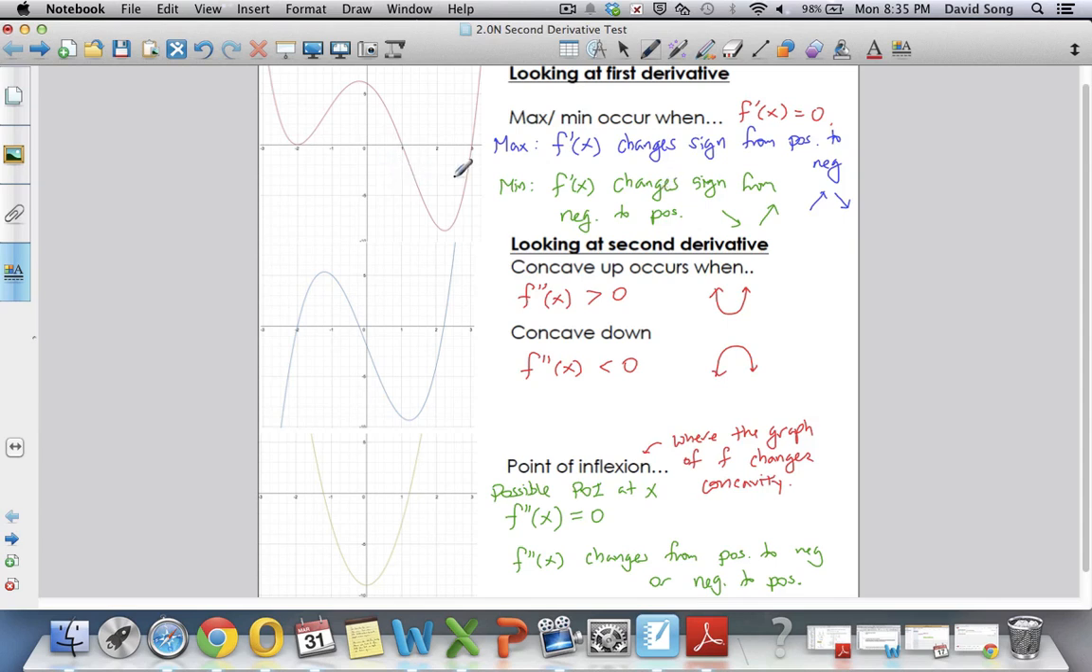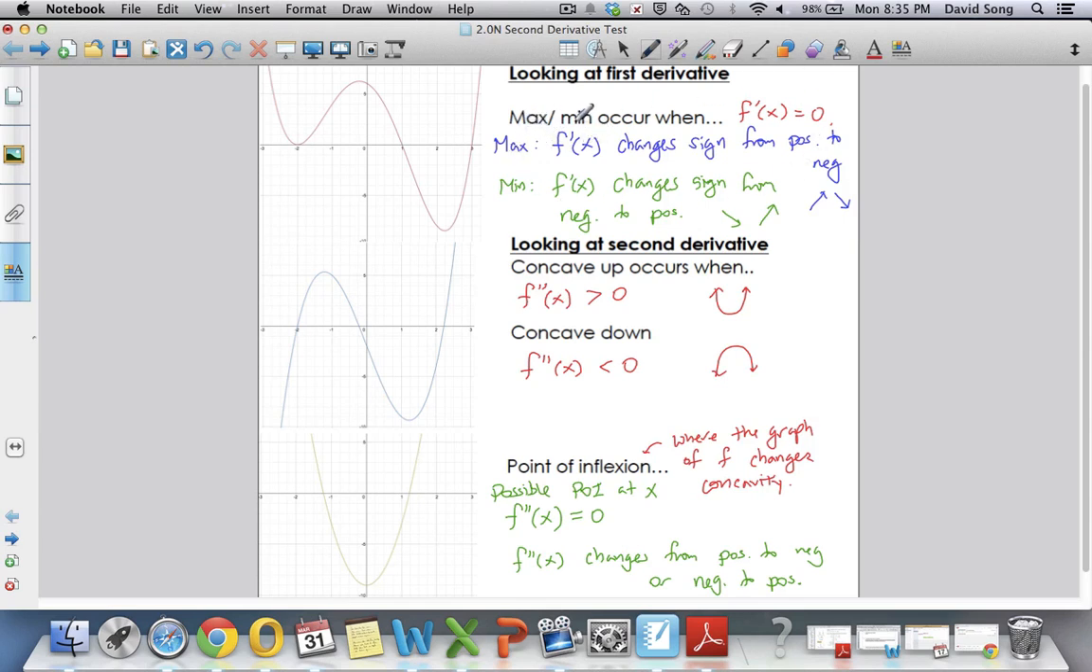Let's look at the second derivatives. Second derivatives tell you the concavity, so whether the graph is concave up, making a U shape, or concave down, like an upside down U shape. So when f double prime is positive, you make this U shape, and when f double prime is negative, it's an upside down U shape, kind of, right? This is what we talked about in day one.